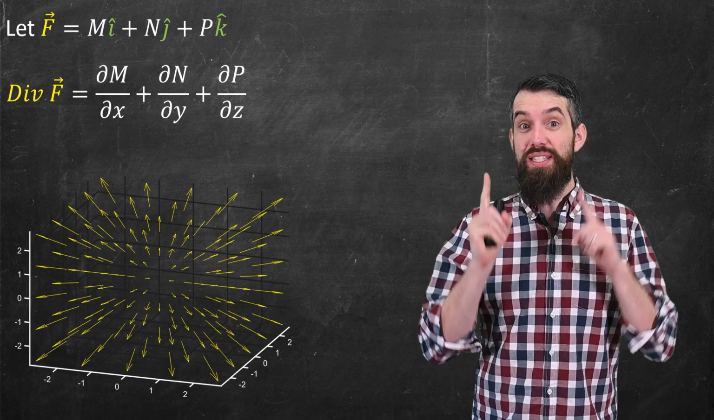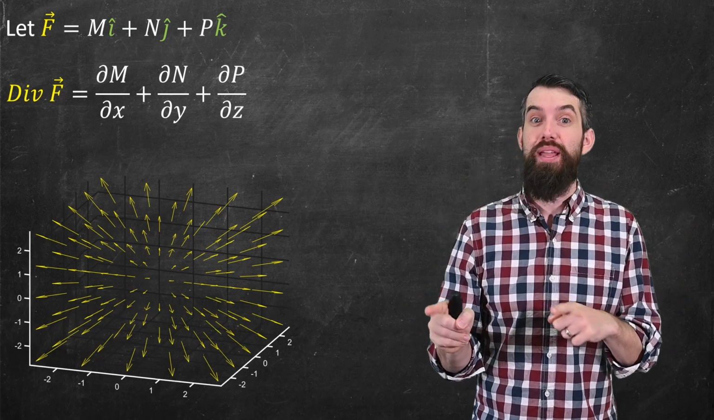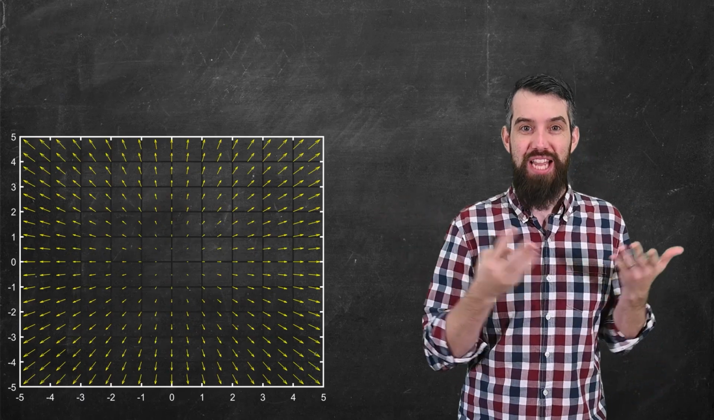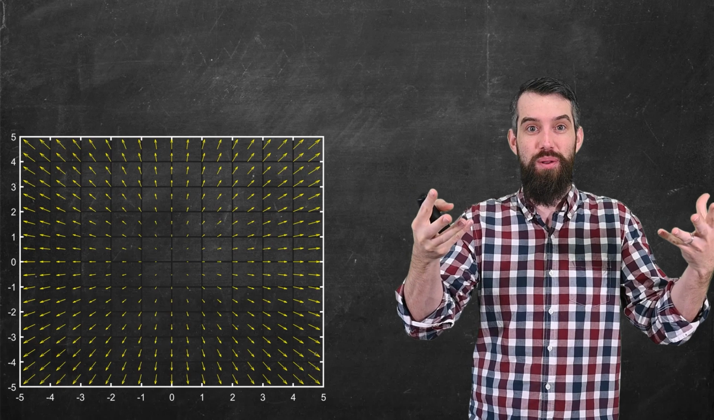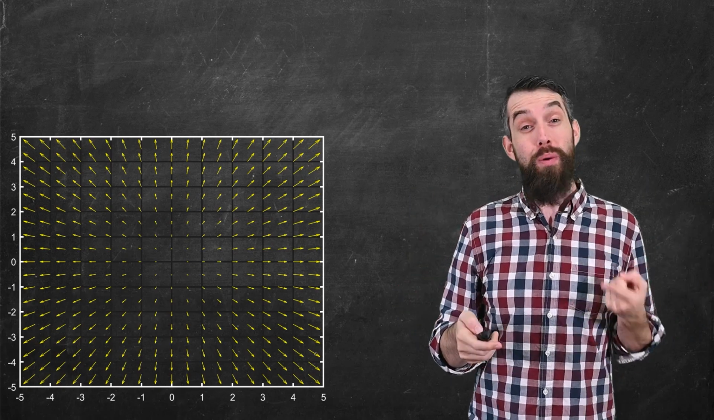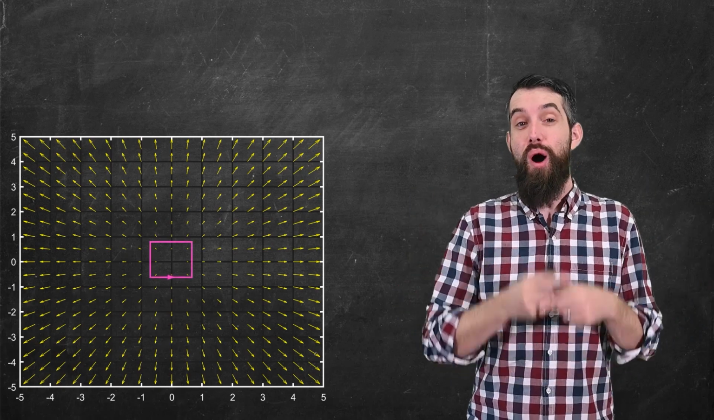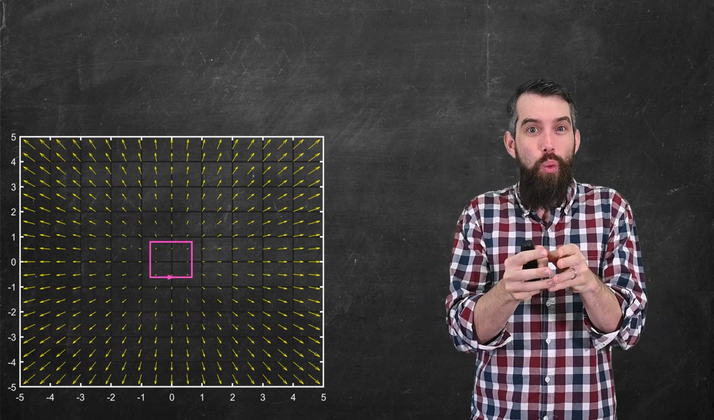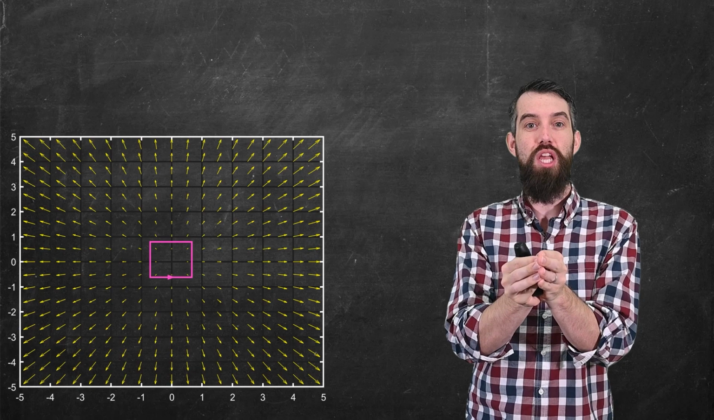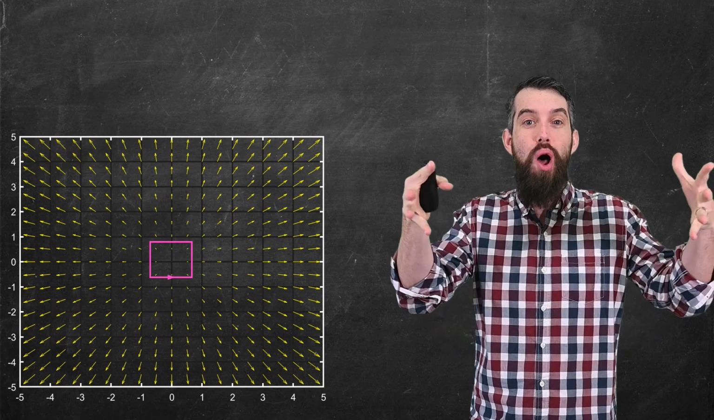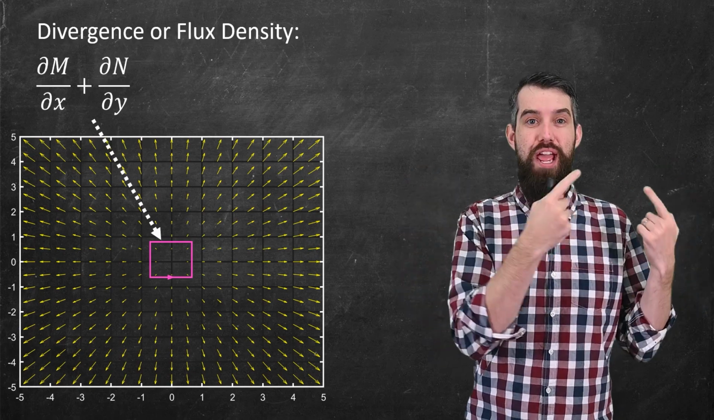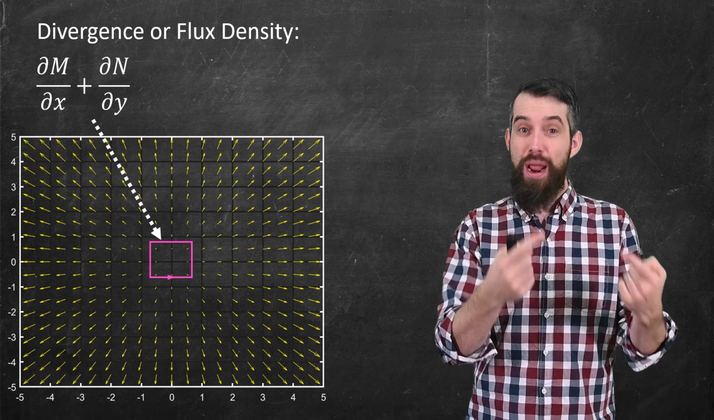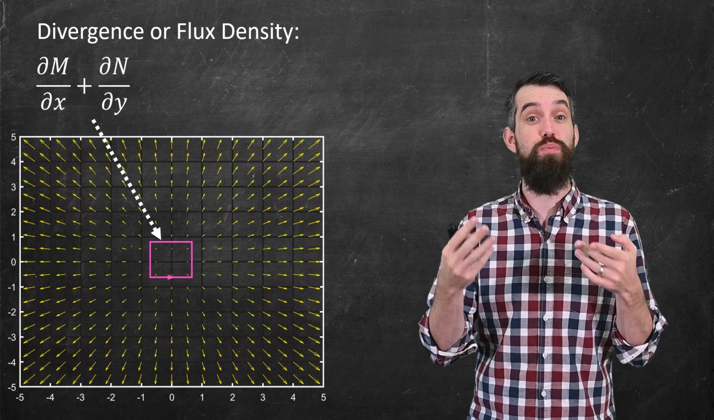Now we've actually seen divergence before in the two-dimensional case. There we were talking about the same basic type of field, a source field, but in two dimensions. And what we studied was the effect on a tiny little rectangle. If I zoomed very far in, what was the degree to which the field was crossing out across this boundary? That we call the divergence, or sometimes the flux density, and it could be measured by the partial of M with respect to x plus the partial of N with respect to y.